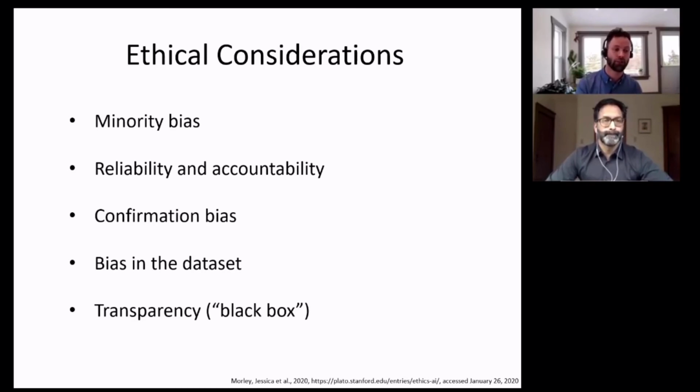Don't represent just the minority with the extreme cases, because then the algorithm will only predict extreme cases if it knows it's a minority group. So it's important to make sure you have a larger representation to get an algorithm that does a fair prediction, and you don't end up with minority discrimination. Then there's the reliability and accountability.